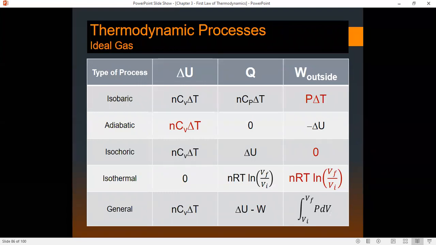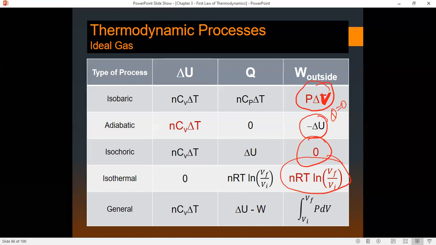So let's summarize. Looking at the different thermodynamic processes, in terms of calculating work, isobaric's really easy. It's just pressure times the change in volume. Isochoric, there's no volume change, so no work is done. Isothermal, that's where we have our natural log. And of course, for adiabatic, where Q equals 0, we can say that the work being done is equal and opposite to the change in internal energy.